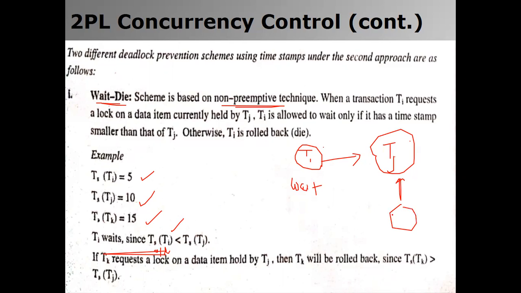Okay, now let's talk about the TK. TK is going to have a timestamp value that is greater than TJ, because the timestamp value of TK is 15 and the timestamp value of TJ is 10. So which is going to be the old transaction now? The old transaction now will be the TJ and the young transaction now will be the TK.